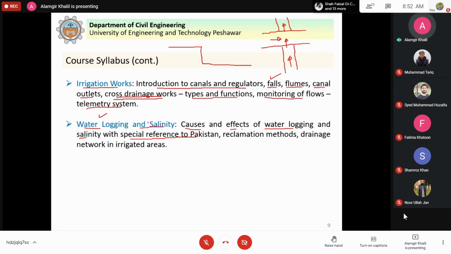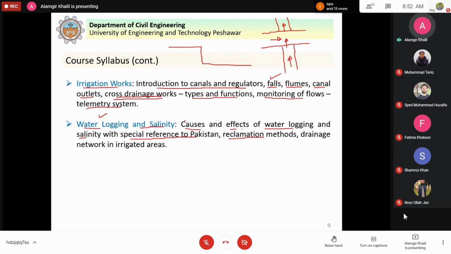And if the soil contains salts which are not beneficial for the crops, that is salinity. So we will discuss with reference to Pakistan what the causes and effects are and how we can deal with these problems, which we call reclamation methods. Soil reclamation: you reclaim the soil or reclaim the land from these problems.